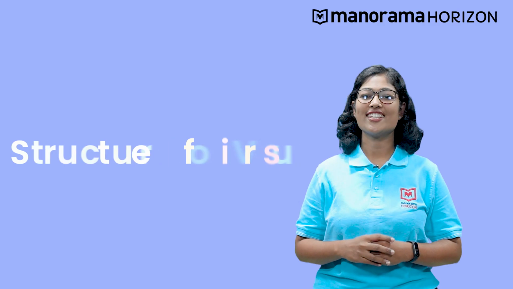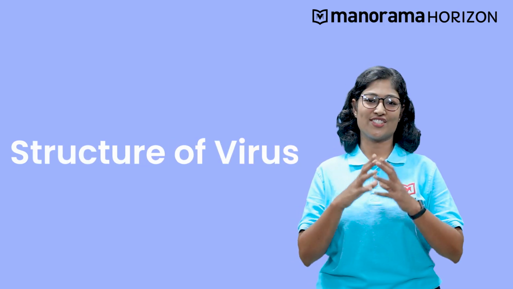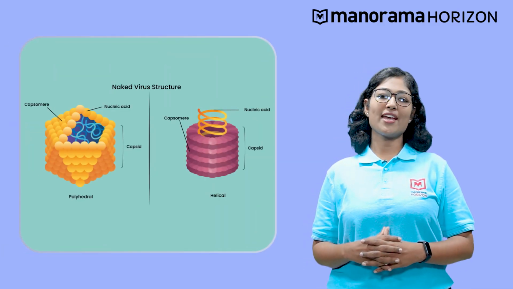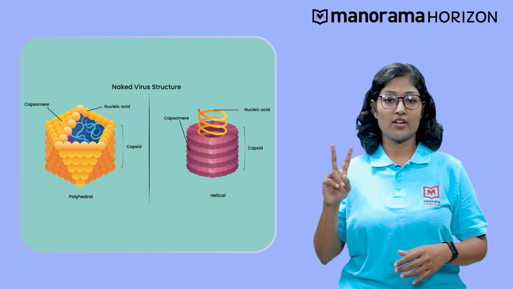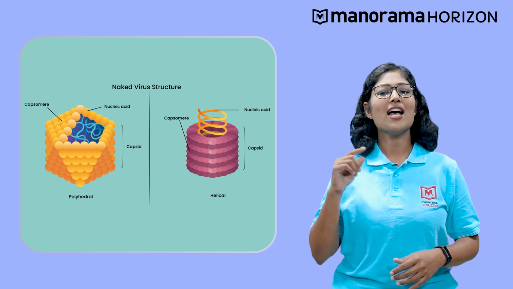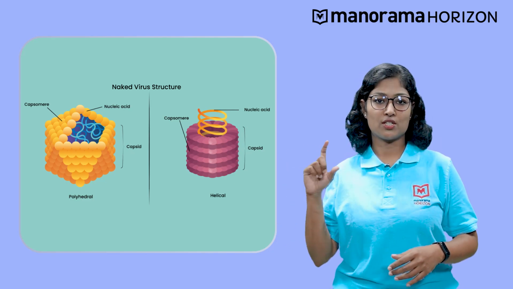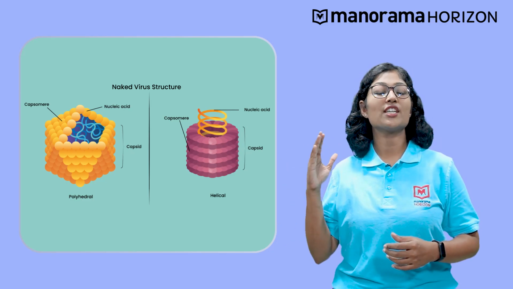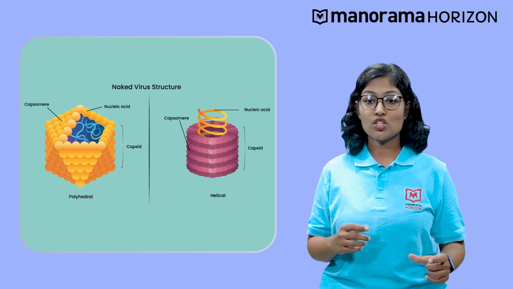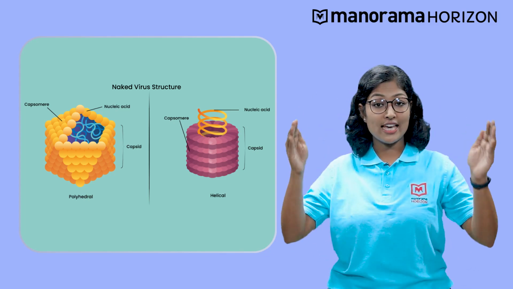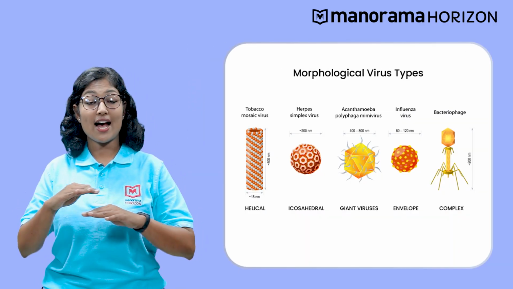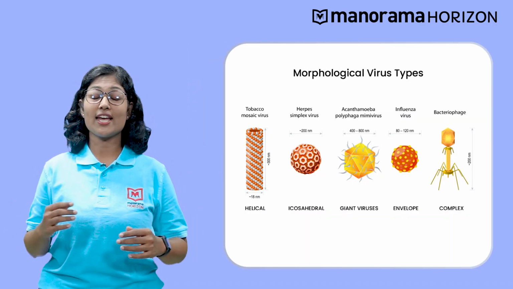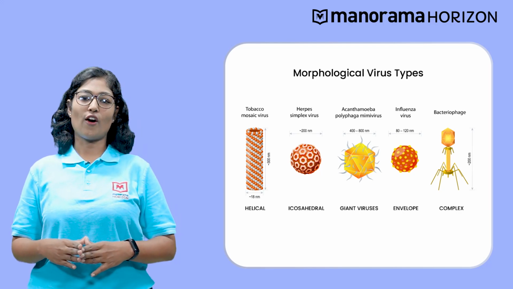So let us study the structure of this crazy structure. The most basic structure of a virus is made up of two basic components, nucleic acid and a protein coat, that is the capsid. It serves as a protective shell. A capsomere is a subunit of capsid. How are they arranged? These capsomeres are arranged in helical, polyhedral and other geometric forms.